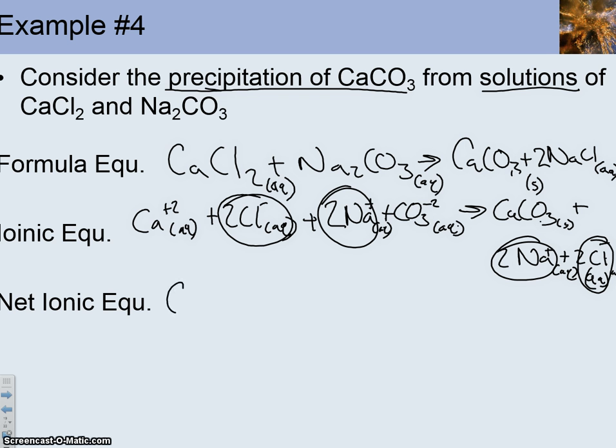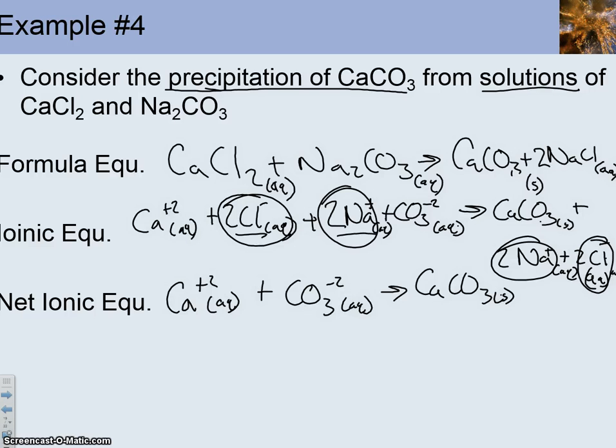So our net ionic equation is just going to be calcium ions plus carbonate ions to make solid calcium carbonate. So that would be our net ionic equation, meaning these are really the only things that are reacting. If we notice from the above equation, the chlorides and the sodiums are unchanged on both sides of the reaction, so they're not really reacting.